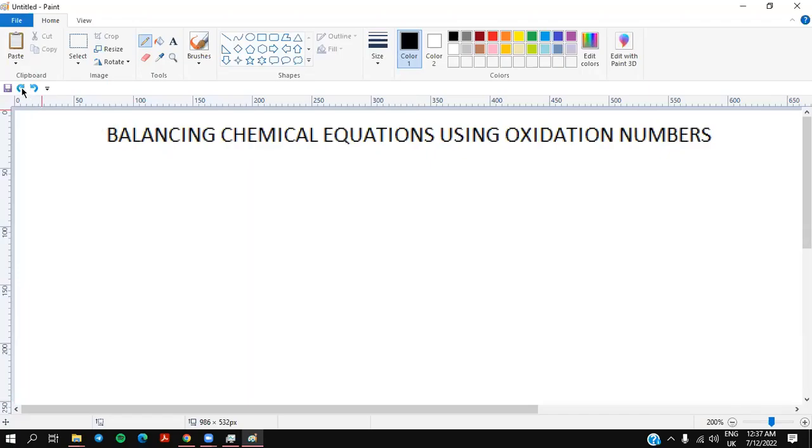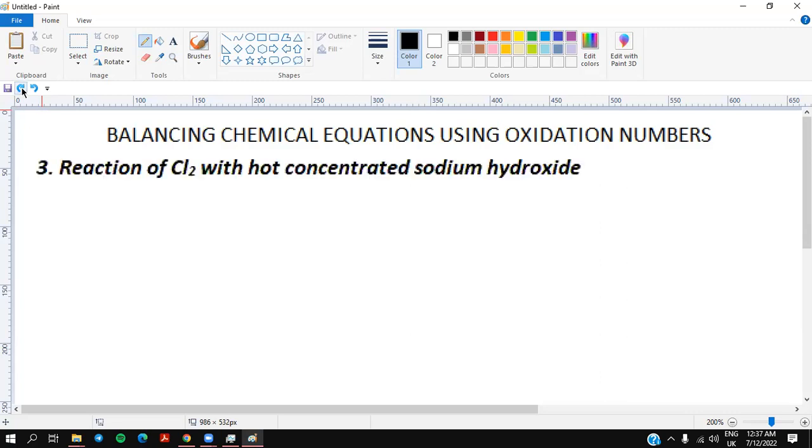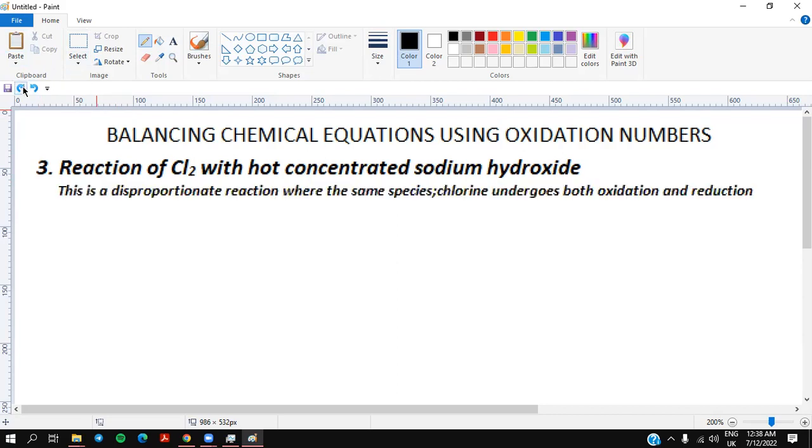Our third reaction is, again, another important reaction. The most important thing about this reaction is that in exams, you are just asked to write balance equation, or you have to use the balance chemical equation for the reaction that happens between chlorine with hot concentrated sodium hydroxide. That is the first importance. It comes in exams. The second important thing is that this is not a normal redox reaction. This is a disproportionate reaction.